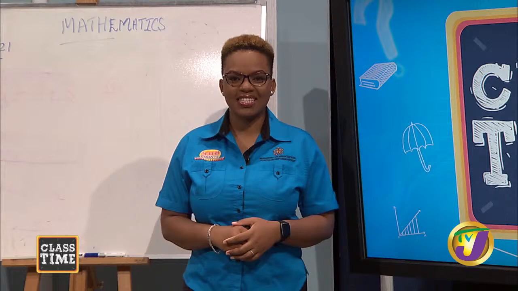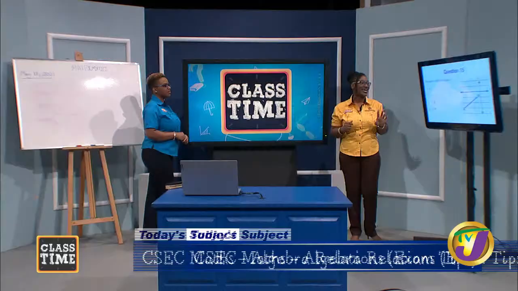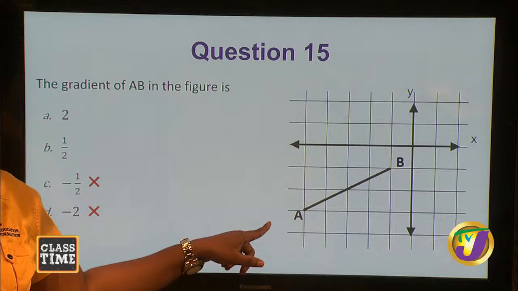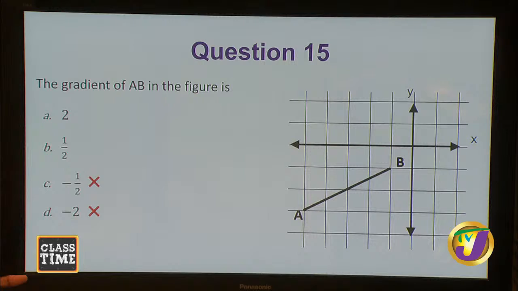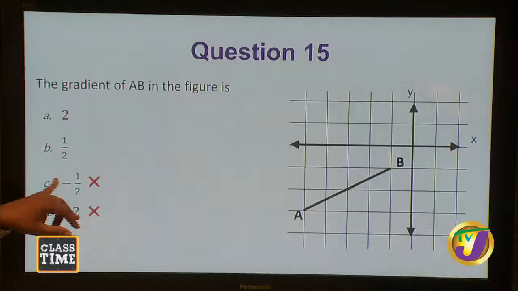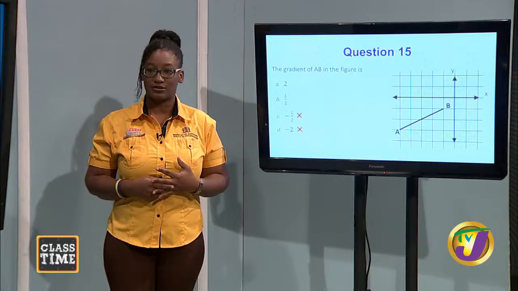Welcome back to class time. Let's continue. So, Latoya, we were just looking at this question, right? Yes. And we noticed that as we were moving from left to right, when we examined our graph, we were seeing that it was going in an upward direction. Positive. And so we said that the gradient must be positive. Yes. And so by virtue of that, we eliminated option C, which is negative half, and option D, which is negative 2. Right? Okay. So we need to decide now between positive 2 and positive half.